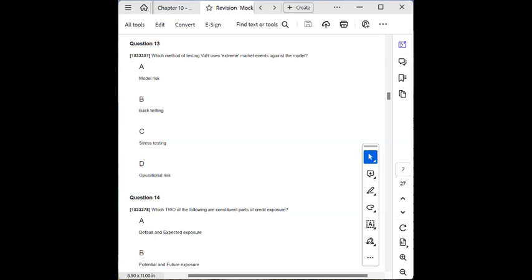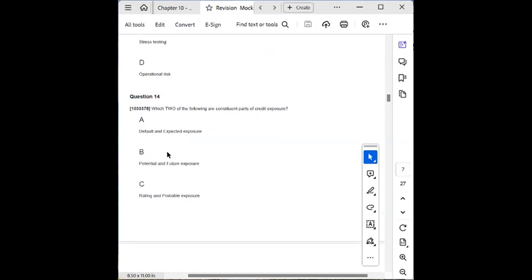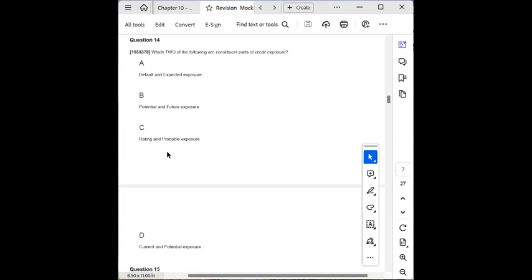I got 8 responses. Which method of testing VR uses extreme market events against the model? Model risk, backtesting, stress testing, operational risk. Yes, I think we discussed a similar question last week or the week before. Extreme event, what we do is we take the normal standard and then we look at a situation with a stretch, and that is called stress testing. Most of you have given the correct answer. Answer is C. Right, 14.